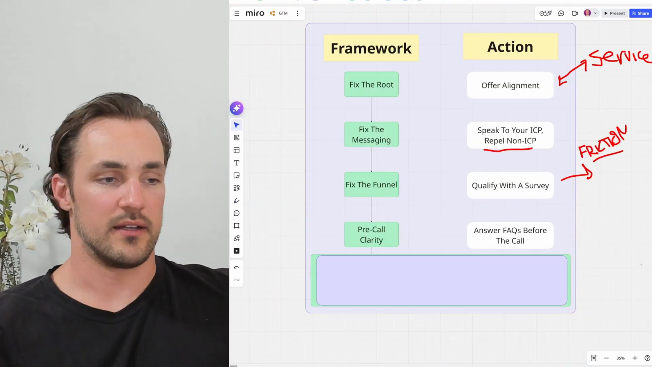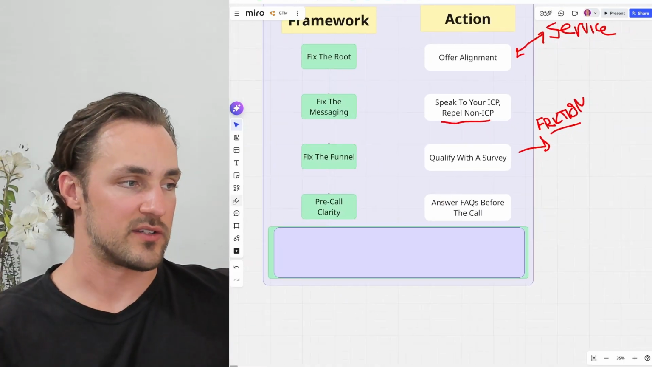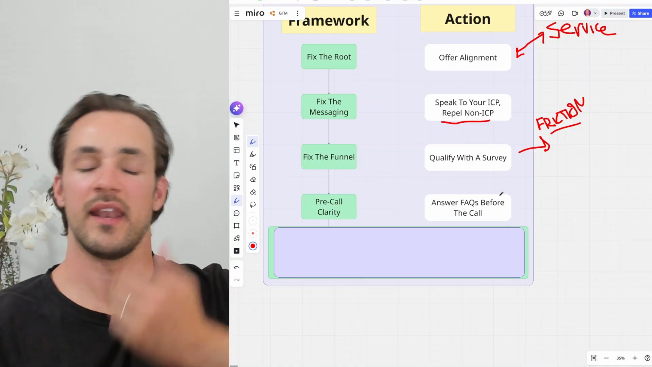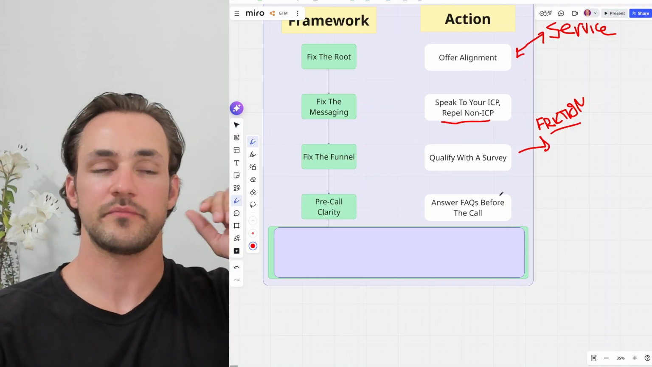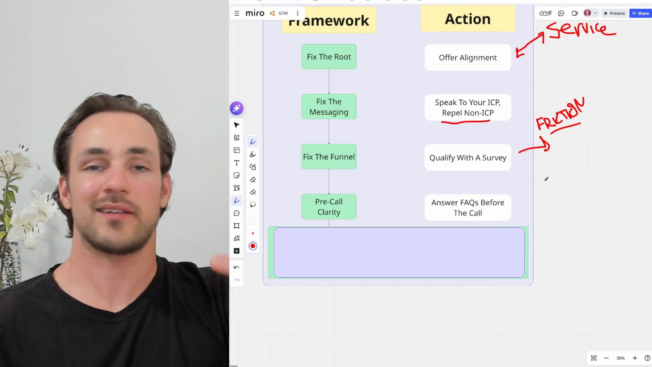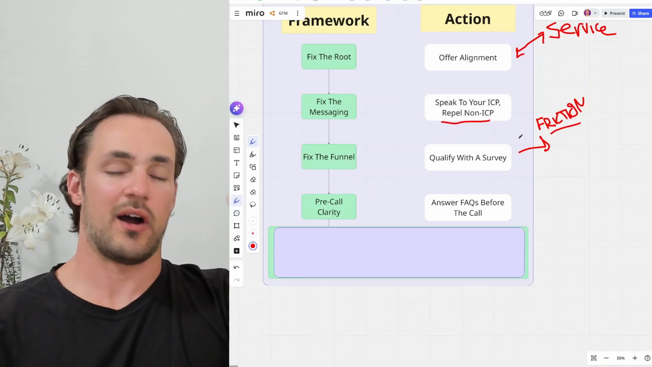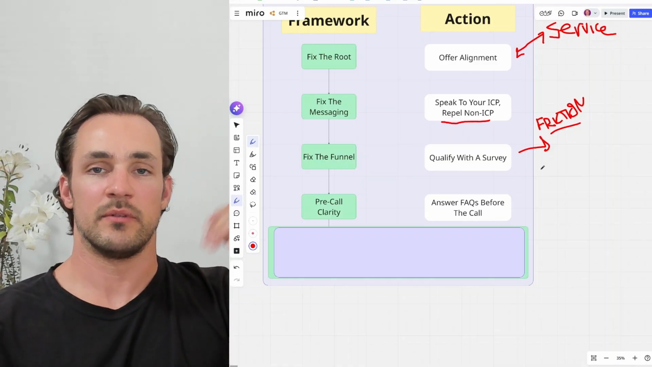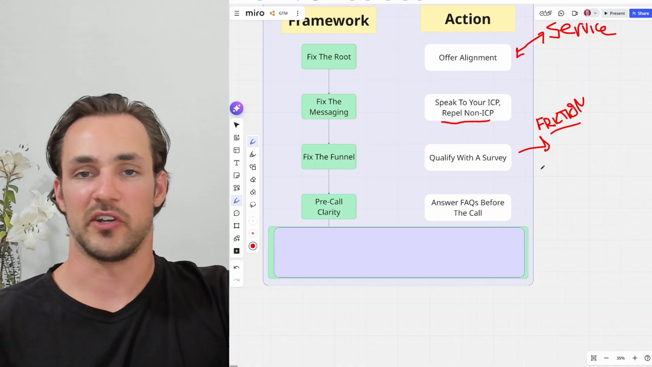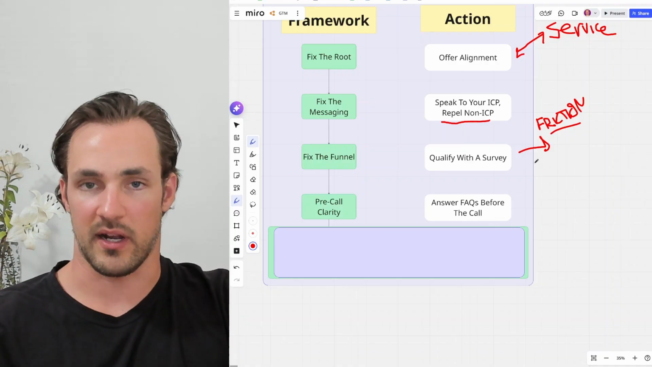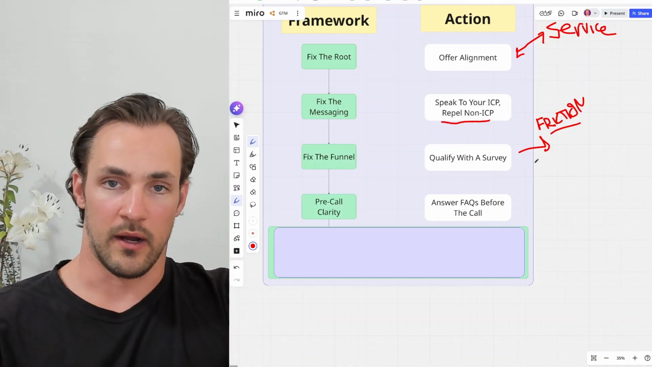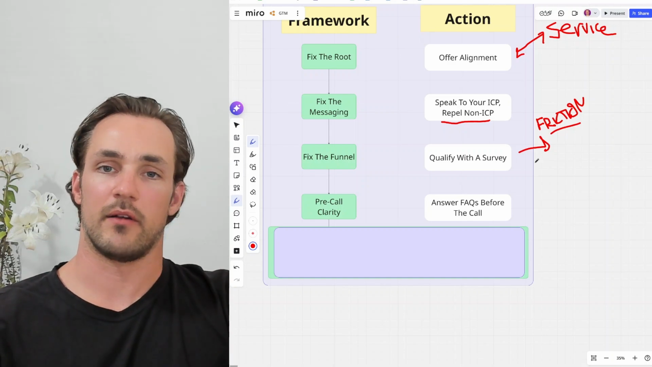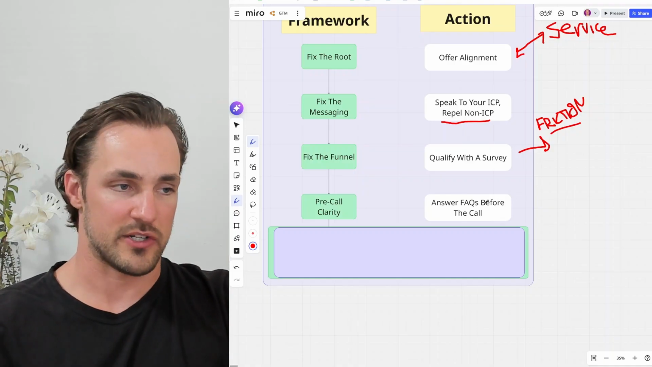Our next one is going to be pre-call clarity. So what I mean by that is answering FAQs before the call or the next step in your funnel, right? They fill out the form, and instead of just blasting them with a bunch of emails saying, hey, talk to us, book a call, give them some value. Teach them something about your process and why you're a good fit. Give them some more context around the different types of business owners that you've helped. Share answers to frequently asked questions. That's what I mean here.